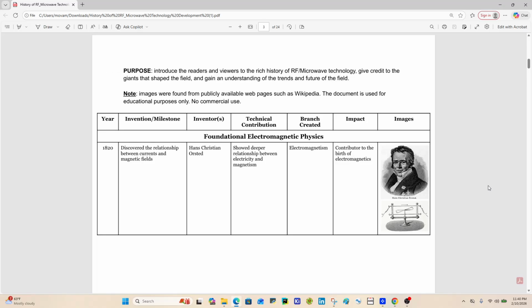So starting at the very beginning, we have Orsted, who contributed to the field by finding out during a lecture that current being carried through a wire deflects a compass. And so what he did was relate electric fields to magnetic fields, because up to that point they were looked at as separate phenomena.